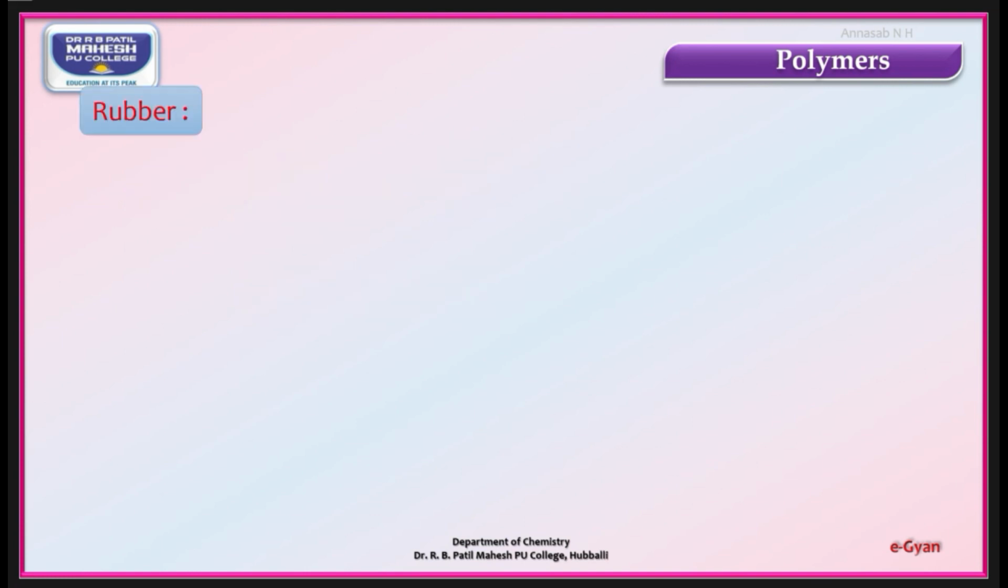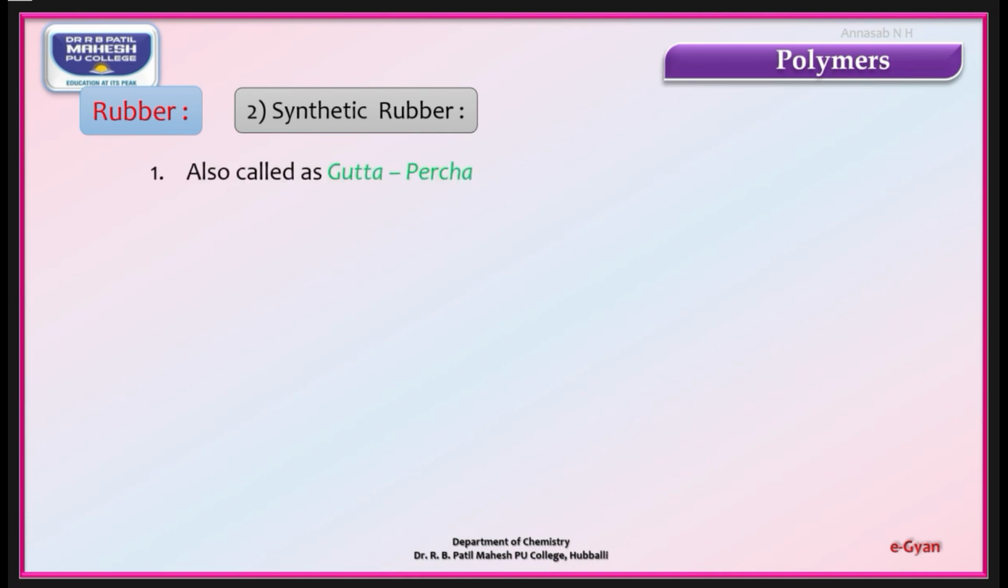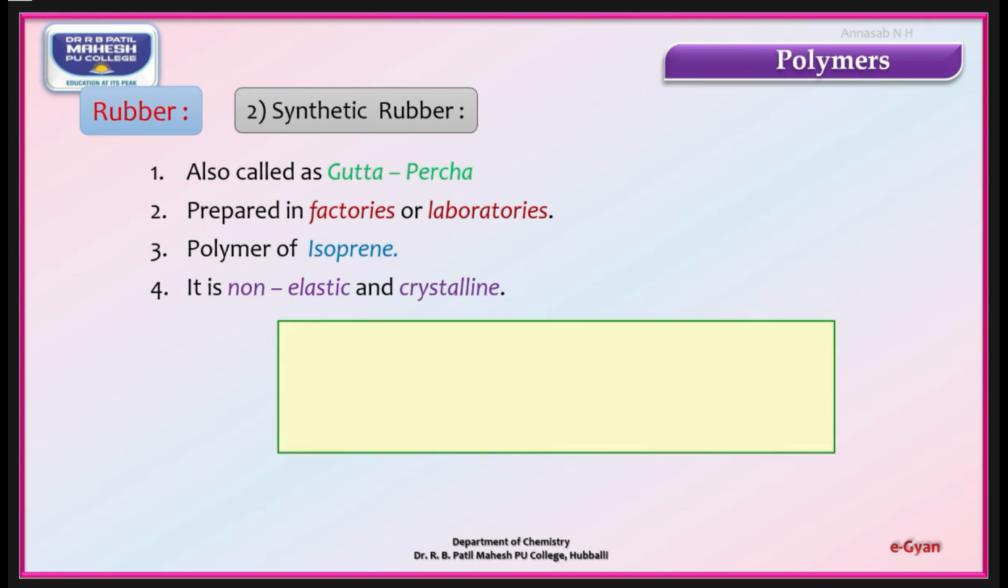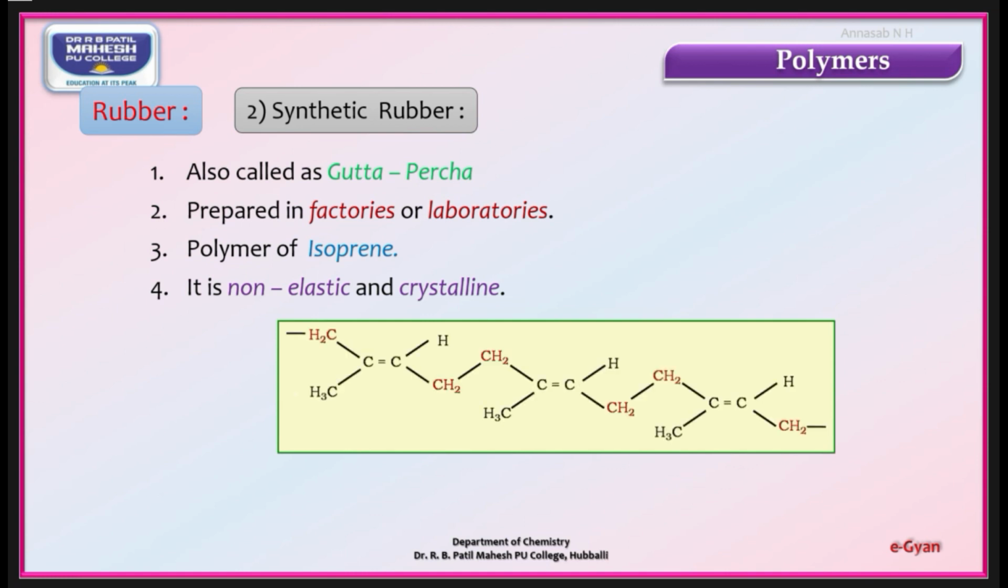Moving to the next part, synthetic rubber, which is also known as gutta percha. It is prepared in factories or laboratories. So the monomeric unit for synthetic rubber is also isoprene, and it is non-elastic and crystalline. The cis isomer is natural rubber. Its trans isomer is synthetic rubber.